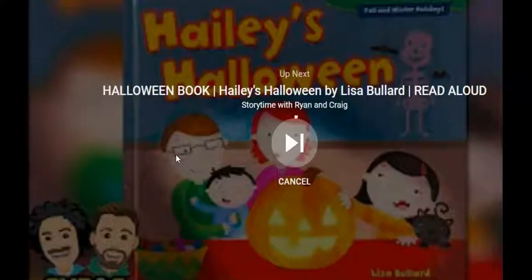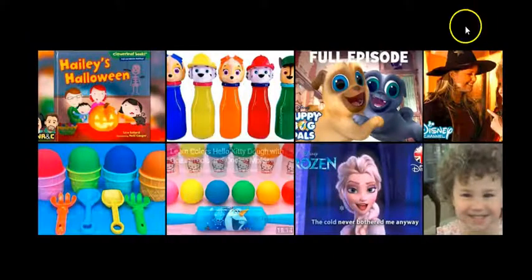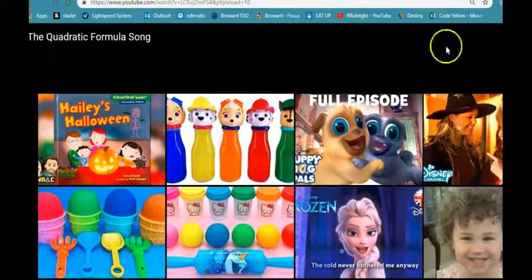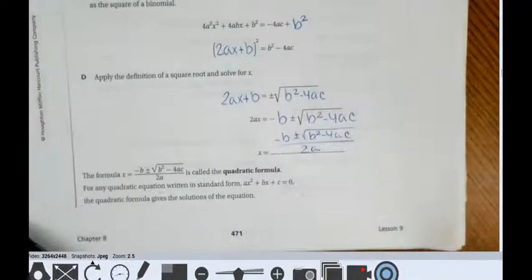I want to see my video. Okay, I'll show you. Alright guys, so that is my daughter when she was only 3. Or no, sorry, she's 3 now. She was 1. And she knew the quadratic formula. So it's not that hard to memorize the quadratic formula. If my 1-year-old could do it, then you guys can do it too.